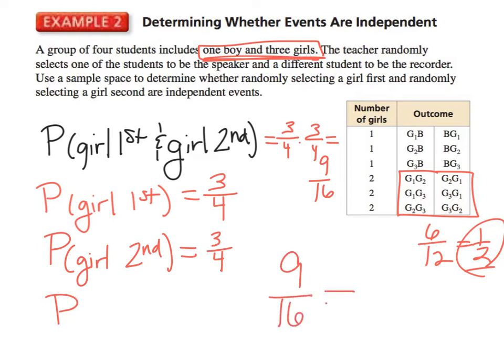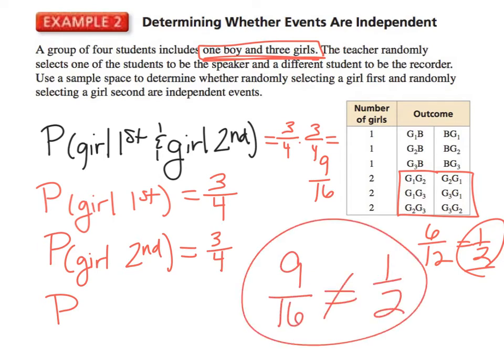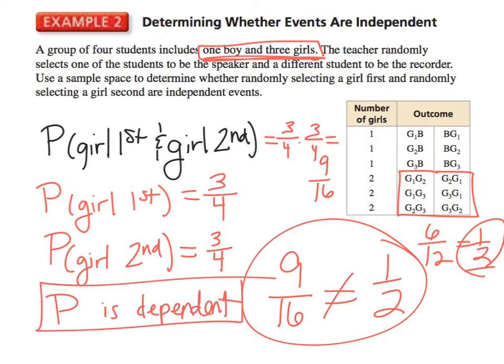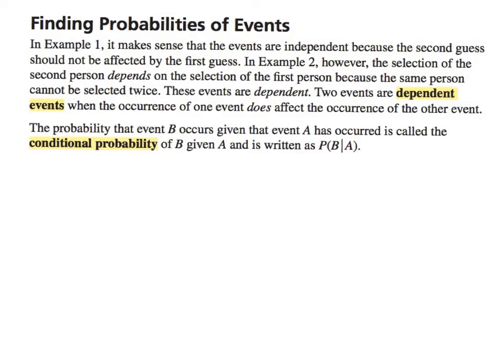Since 9/16 does not equal 1/2, the probability is dependent, which means it's not independent because they are not equal. They are dependent. All right. So this first paragraph, if you want to read over it, explains what we just talked about with independent and dependent events. But here's the next thing we're talking about, which is conditional probability.